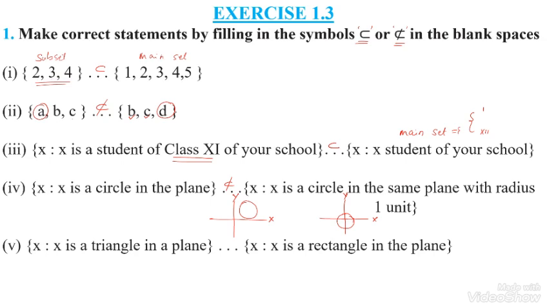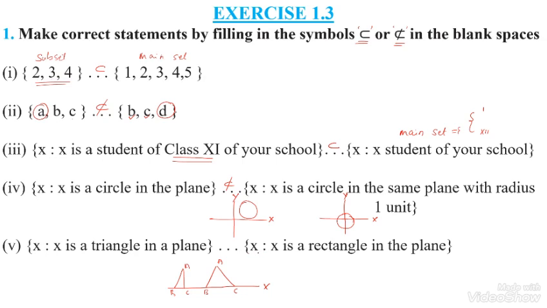Now let us move on to the next question, question number 5. Here, the set contains the elements x such that x is a triangle in a plane. Here there is one plane. I can take one plane and in that plane, I can draw a triangle. The triangle may be like this, A, B, C, or else I can take it like this. Whatever is in the plane, I can draw so many triangles.